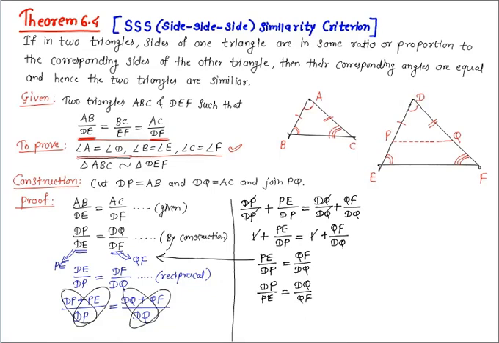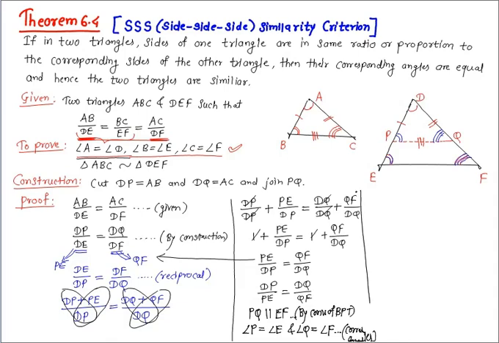Since now we have got this ratio, we can use the converse of the BPT theorem, right? So by converse of BPT, PQ is parallel to EF. This is by converse of BPT. And now since line PQ is parallel to line EF, we can write angle P is equal to angle E and angle Q is equal to angle F by corresponding angles.